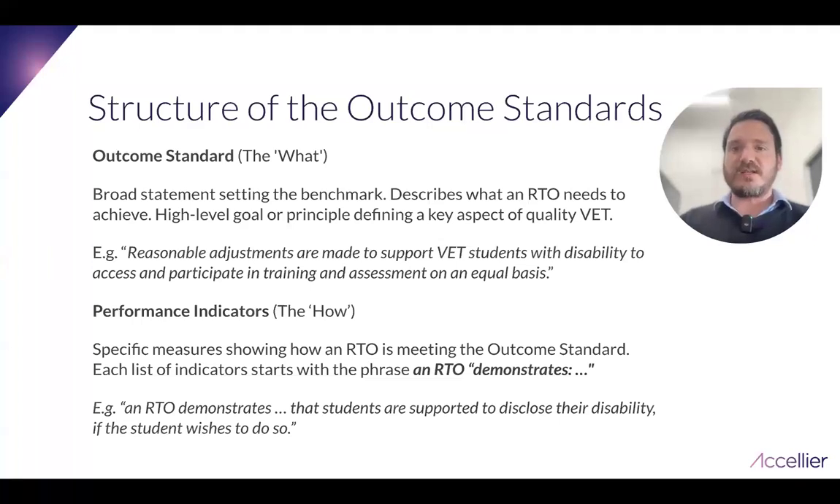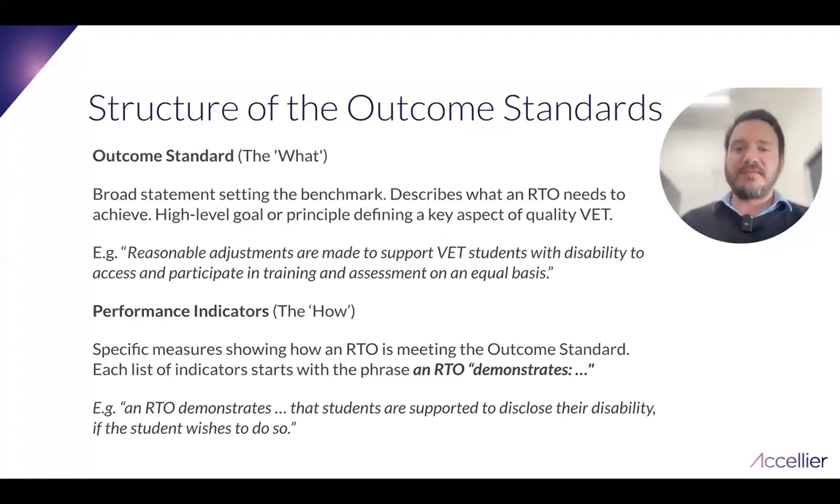So each one starts with a broad statement that sets the benchmark. It describes what the RTO needs to do to achieve a high-level goal or a principle that defines this really high-level key aspect. This is what we're aiming for. An example of that, word for word, is: reasonable adjustments are made to support VET students with disability to access and participate in training and assessment on an equal basis. So that's the intent. What are we aiming for?